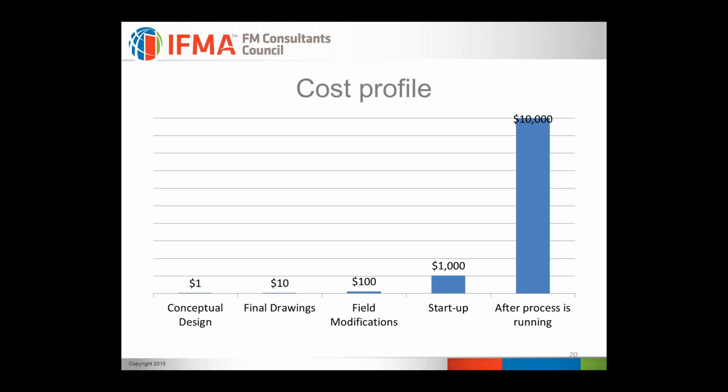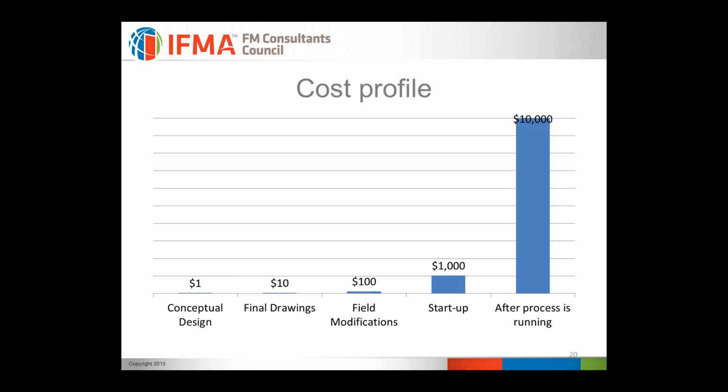compare that to as you move through the process and you get into final drawings. Now there's more editing that needs to be done, but still, relatively economical. Now contrast that as you move farther along and you're into the field modifications. If they're now building this process, it just keeps getting more expensive logarithmically. During startup it's $1,000 to get that same level of safety, and then after the whole process is up and running, you have to spend $10,000 to do what you could have done for $1 back in conceptual design.